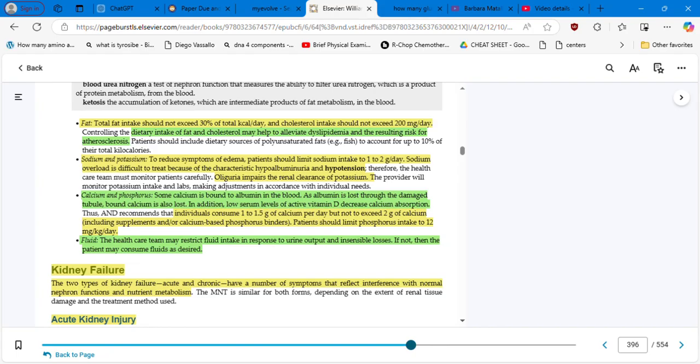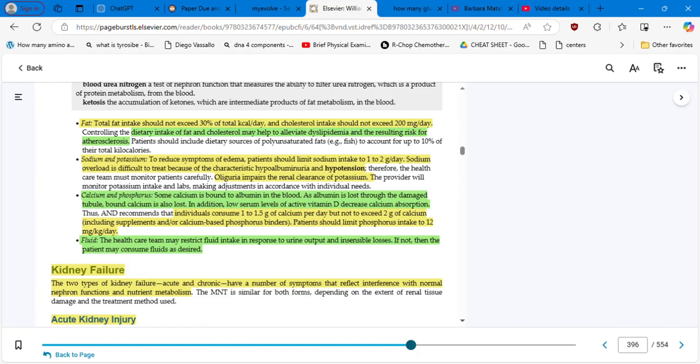Now, let's talk about calcium and phosphorus. Some calcium is bound to the albumin in the blood. As albumin is lost through the damaged tubule, bone calcium is also lost. Okay. In addition, low serum levels of active vitamin D decrease calcium absorption. Individuals should consume 1 to 1.5 grams of calcium per day, but not exceed 2 grams of calcium, including supplements and/or calcium-based phosphorus binders.